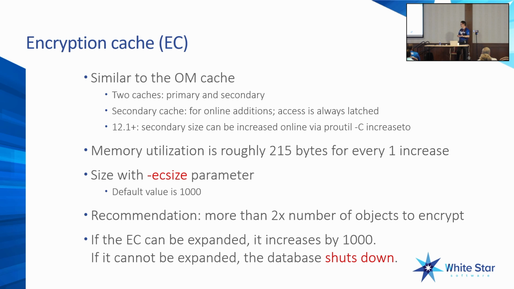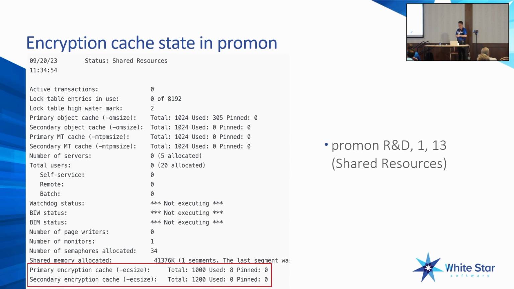The EC will expand if it needs to. It'll go up in increments of 1,000, but if it can't increase, if there isn't available excess shared memory, then the database will shut down. So that's why I say don't be stingy. You can increase it online, but only in 12.1 and later. And there's a screen in Promon, Shared Resources, which you may be familiar with. This is where we can see the OM cache as well. And at the bottom of the screen, we see the entries there for the EC primary and secondary.